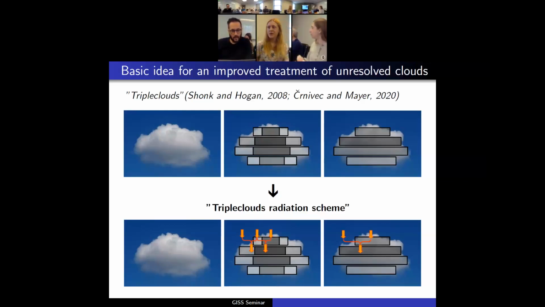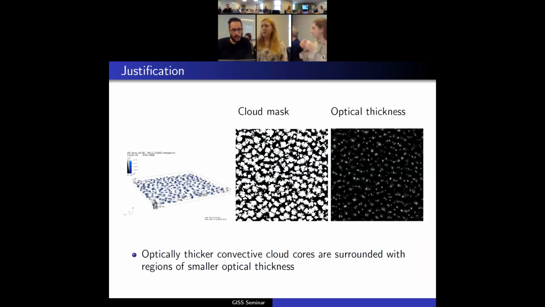But let's first try to justify our assumption. Here I took a shallow cumulus cloud field case study, which you can see on the left, and the middle image shows the situation when you impose a cloud mask on this cloud field. White color denotes clouds, black color denotes clear sky. And you see that this cloud field has a cloud cover of about 50%.